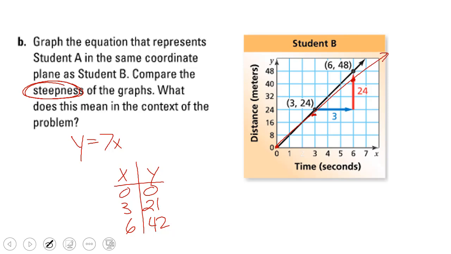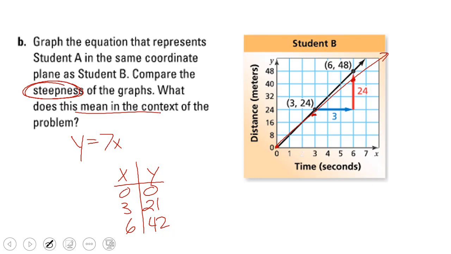But we can see that student A is not as steep. It doesn't go up as fast as student B does. So we've graphed that equation. We've graphed the distance that student A runs every second. And we've noticed that it's not as steep as student B, and so that means not going as fast. What does it mean? That student A is not going as fast as student B.